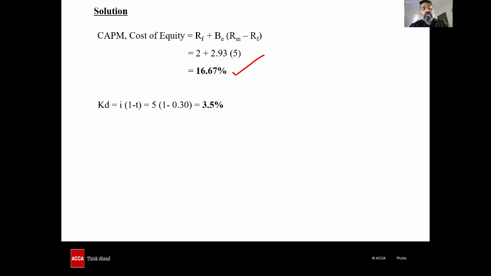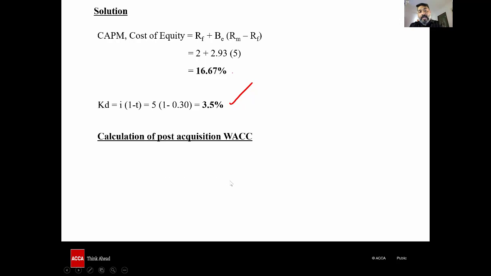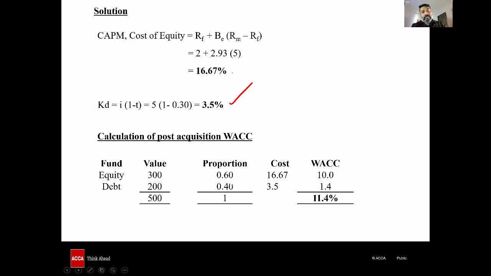Then moving ahead for the WACC calculation, substituting it into the WACC. One more important thing to note is that in many cases students take KD as 5%. No, it is not 5%. 5% is the interest that they are paying, and the cost is supposed to be always post-tax. Do not forget to reduce 1 minus T, which would give you 3.5%. Now we need to compute the post-acquisition WACC. What are the columns? Fund, value, proportion, cost, WACC.